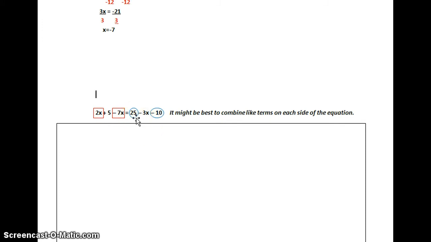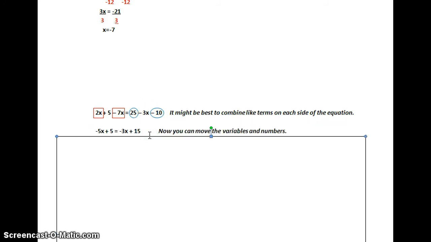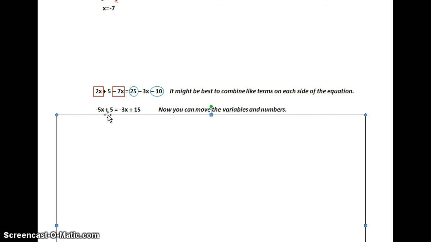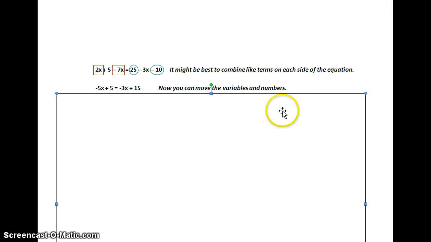On the right side, I just chose a different color and shape. I've got to do the like terms 25 minus 10. So when I combine those like terms, I get down to this equation: -5x plus 5 equals -3x plus 15. Okay, now I can combine the variables and numbers. I can put the variables on any side I want.